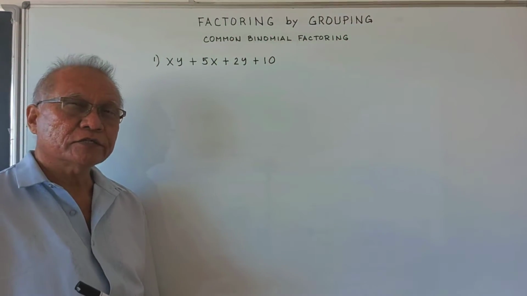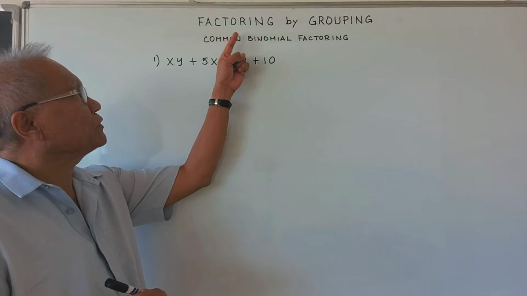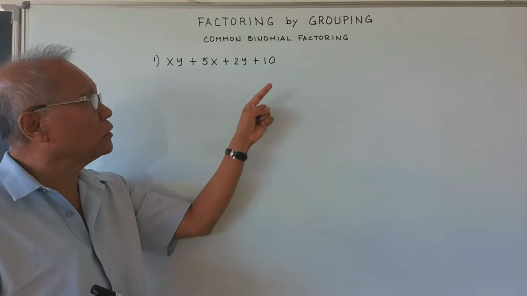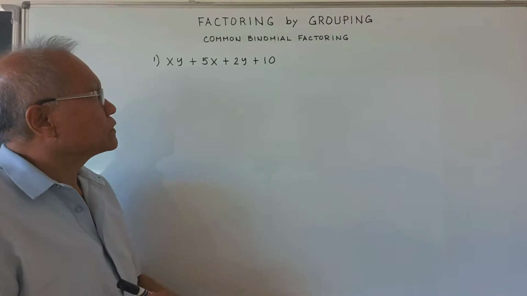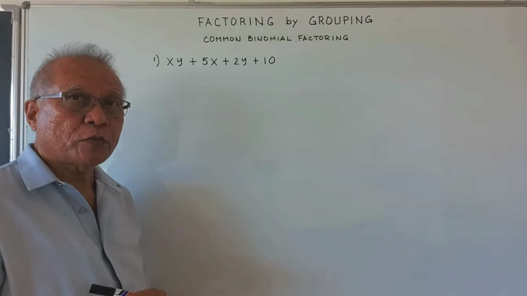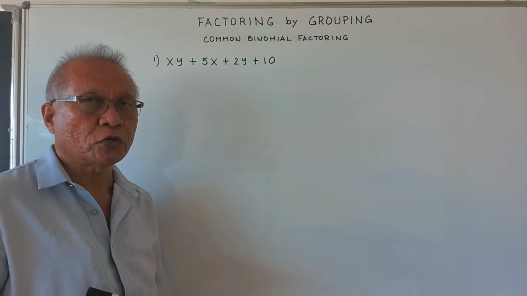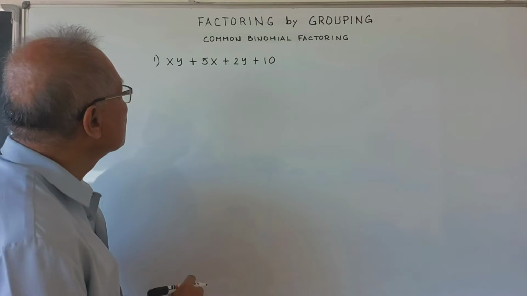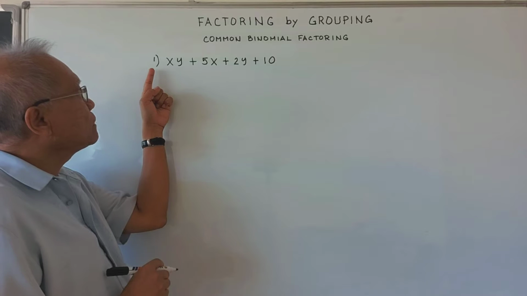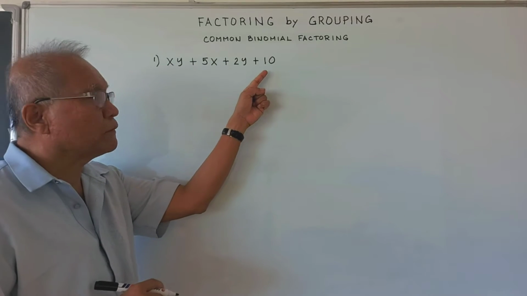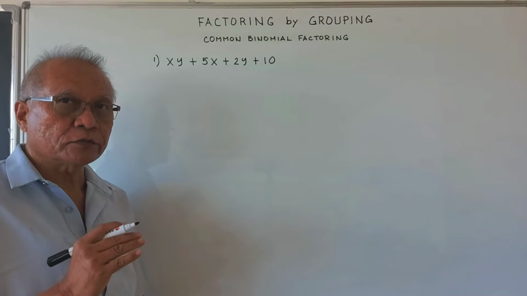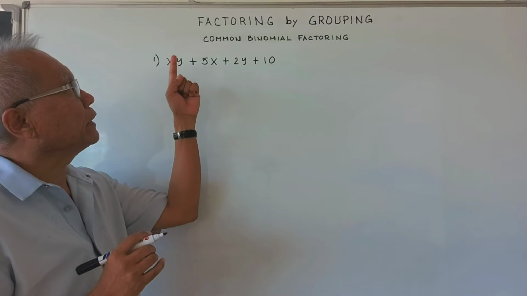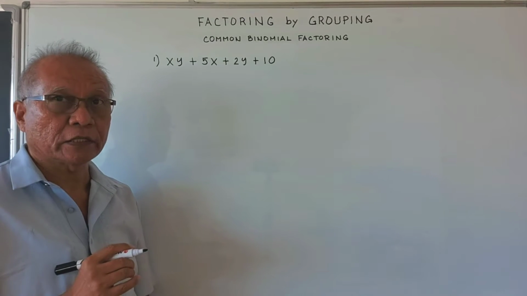Good day, learners. Today our topic is about factoring by grouping, or common binomial factoring. For this factoring, it is composed of two common monomial factors. So example number 1, we have 1, 2, 3, 4 terms. Usually when we have 4 terms, we use factoring by grouping.